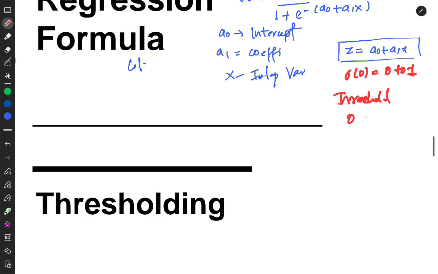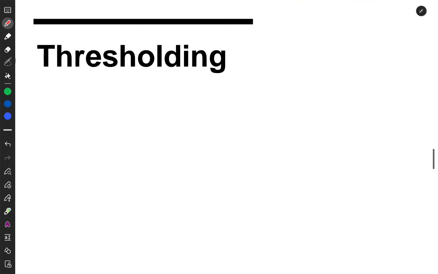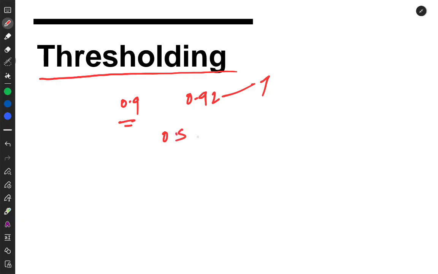Okay, the probability coming out doesn't decide the class, right? Once we have the probability, we decide which class we have to put. That is where thresholding comes. You set a threshold. If I set a threshold as 0.9, and if it is 0.92, then only I'll put it in class 1. But if I set the threshold as 0.5, and if I get a value of 0.7, again I'll put it in class 1. So it depends upon the threshold that you set. Okay, so this is what thresholding is.